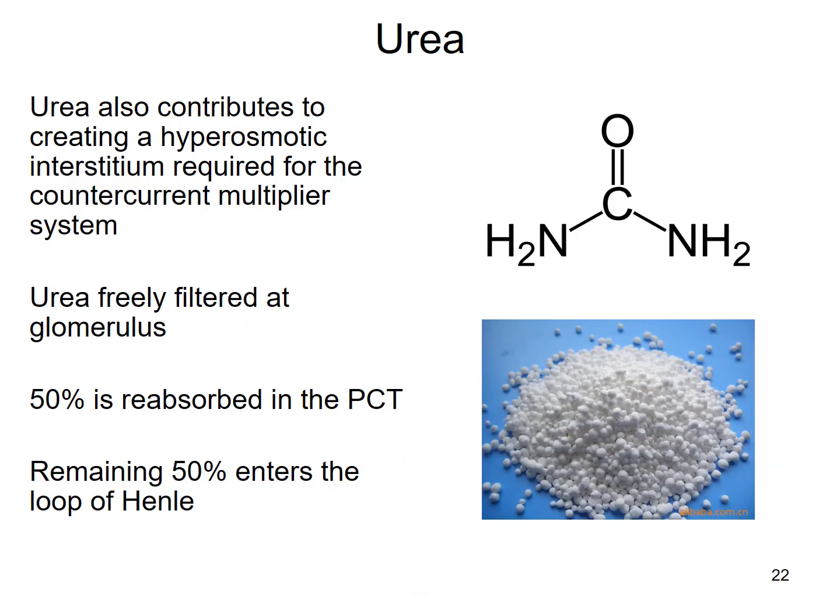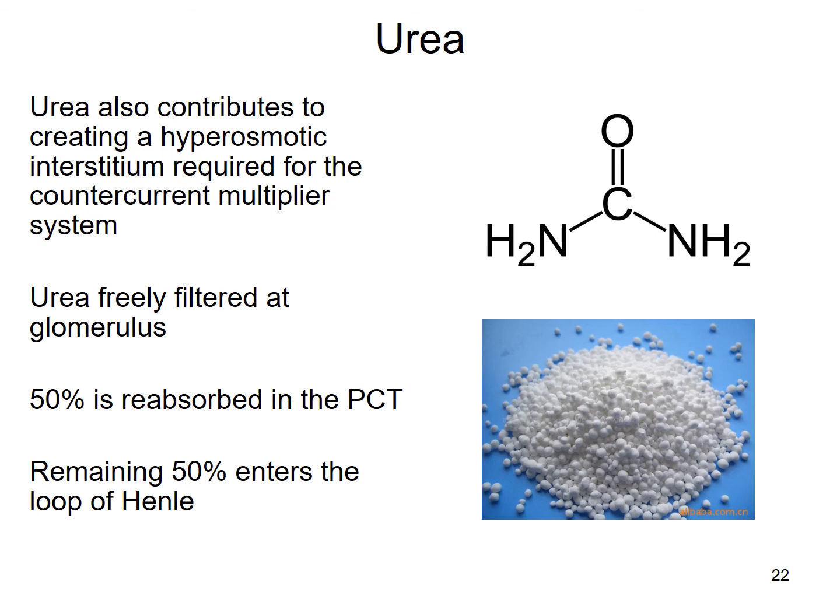Now there's one more thing that we've got to consider that we haven't talked about much, and that is urea. This is the main means by which we excrete nitrogenous wastes. And so urea is actually also going to contribute to this hyperosmotic interstitium that's required for our countercurrent multiplier system. So I mentioned sodium chloride coming out of the ascending loop and water coming out of the descending loop, these things setting up our countercurrent multiplier. So what effect does urea have on this?